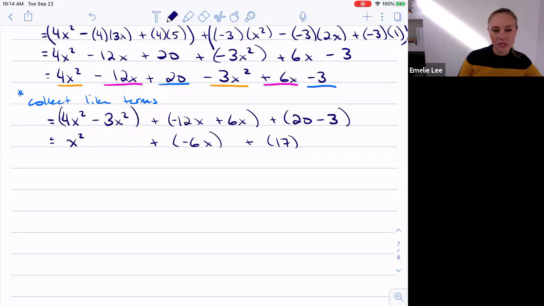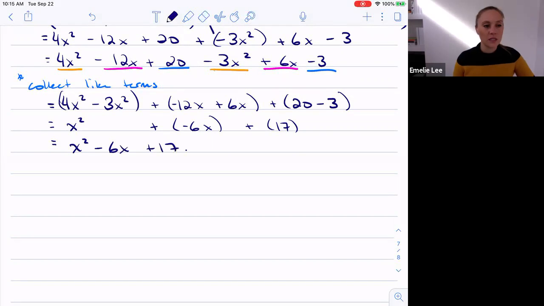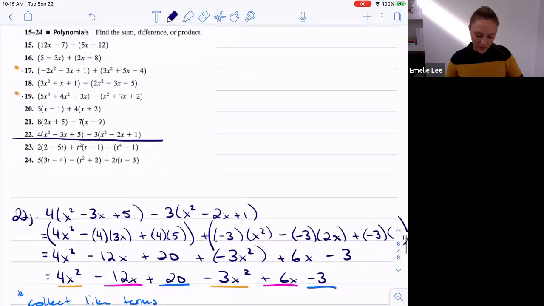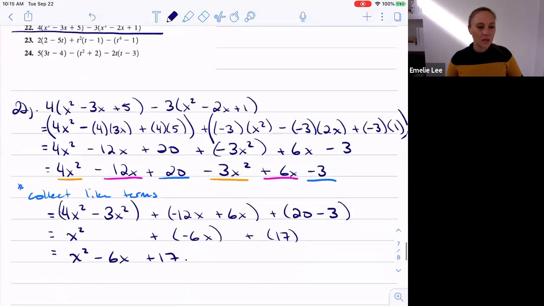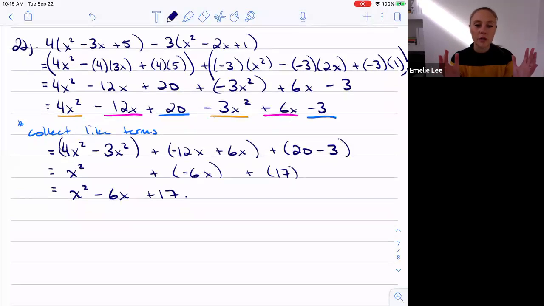That's fine, 17. So this doesn't there. So I end up with x squared minus 6x plus 17. Good. And now I have found the difference and simplified. So now I've got this new polynomial. Okay.